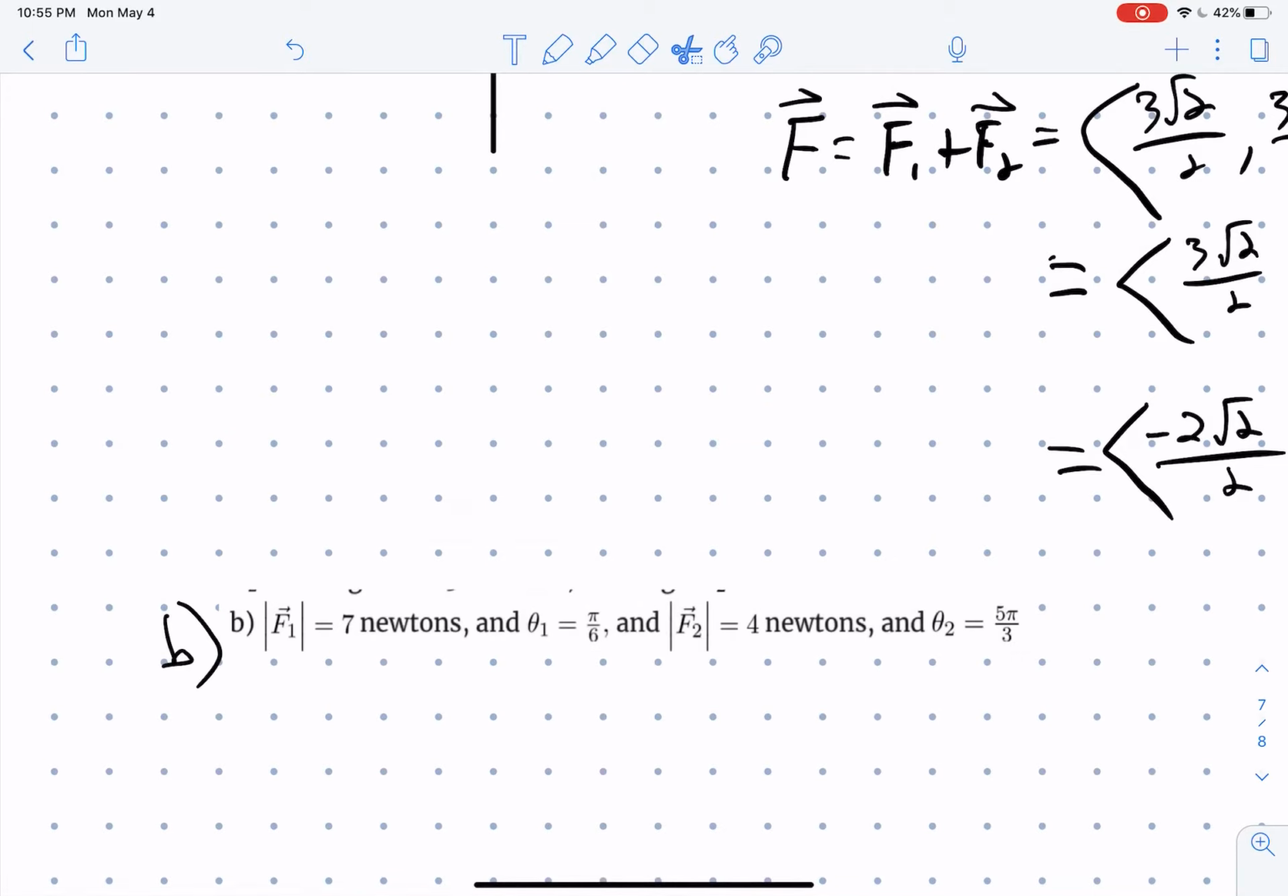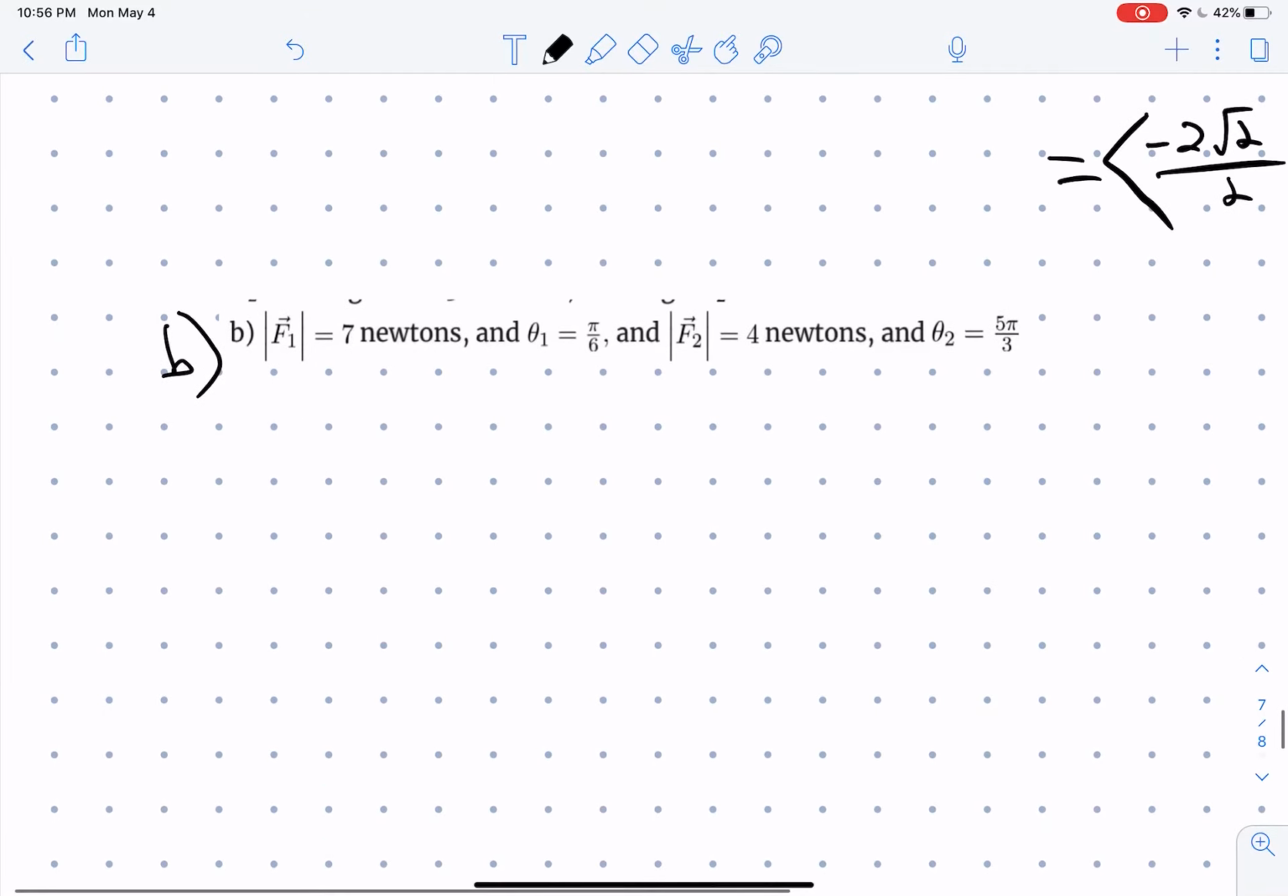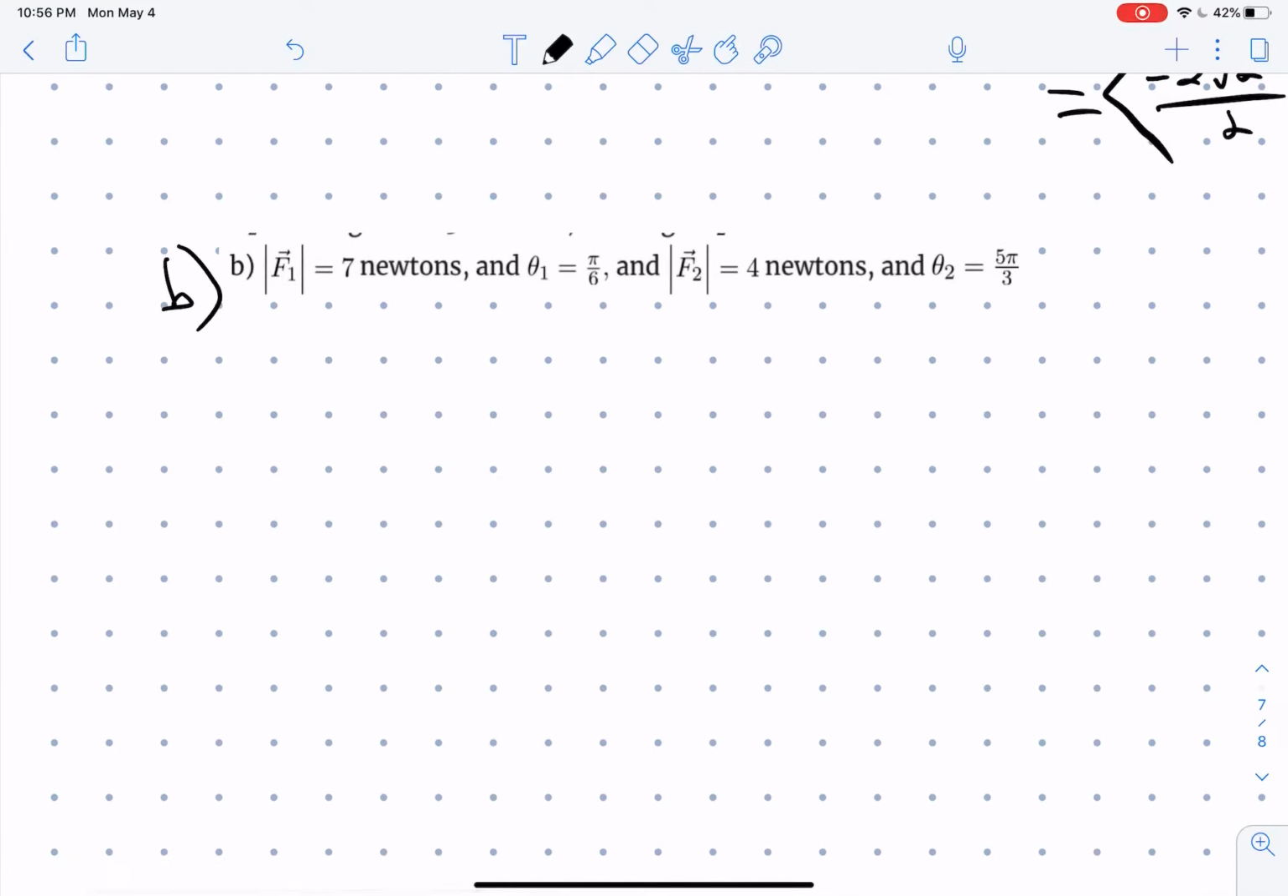So, in this one we see that the magnitude of F1 is 7, and the first angle, theta 1, is pi over 6, given to us in radians this time. If it helps, that's like a 30-degree angle. F2 has a magnitude of 4 newtons and an angle of 5 pi over 3. So let's go ahead and do some sketching, and then we will do our calculations.